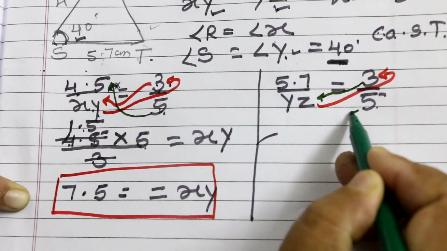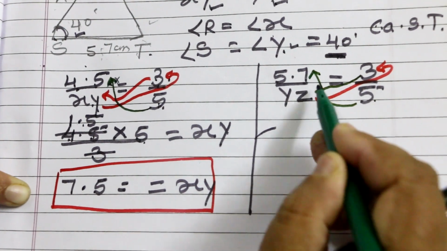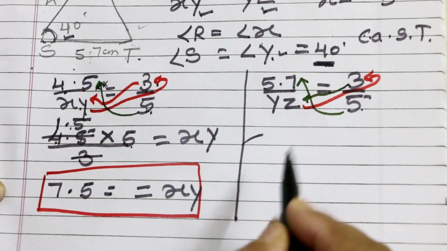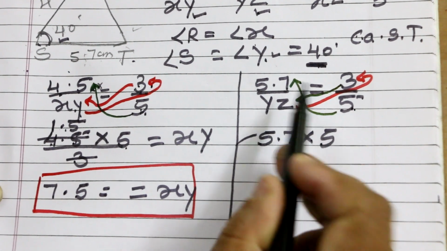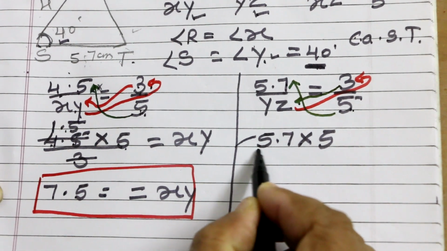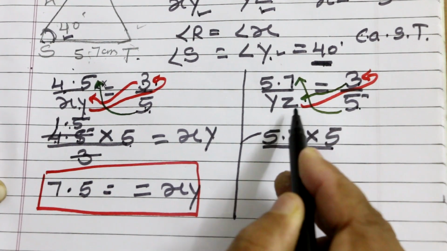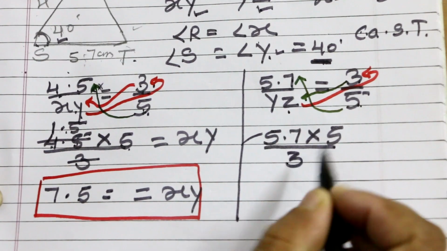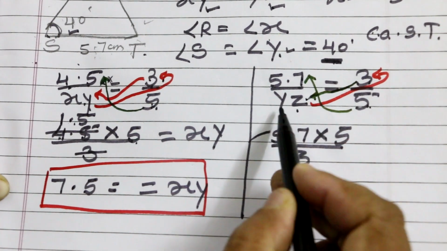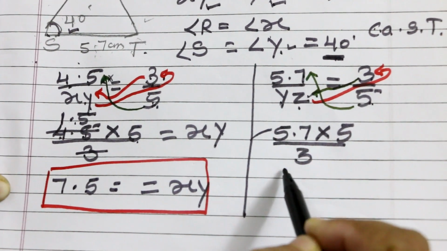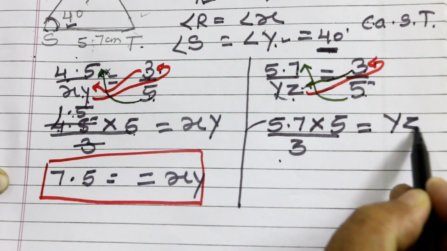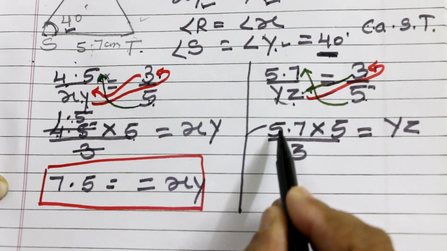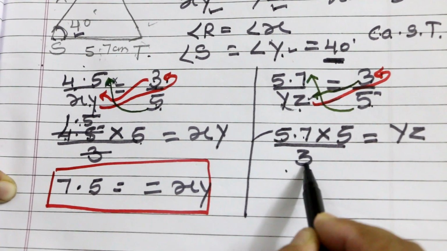5 will move to 5.7. So see, 5.7 into 5. I moved 5 with 5.7, upon 3 I am bringing down. See, 3 I am bringing down, and YZ, where will I take? YZ was down, now I have taken it up, which is equal to YZ. Now I can divide 5.7 and 3.